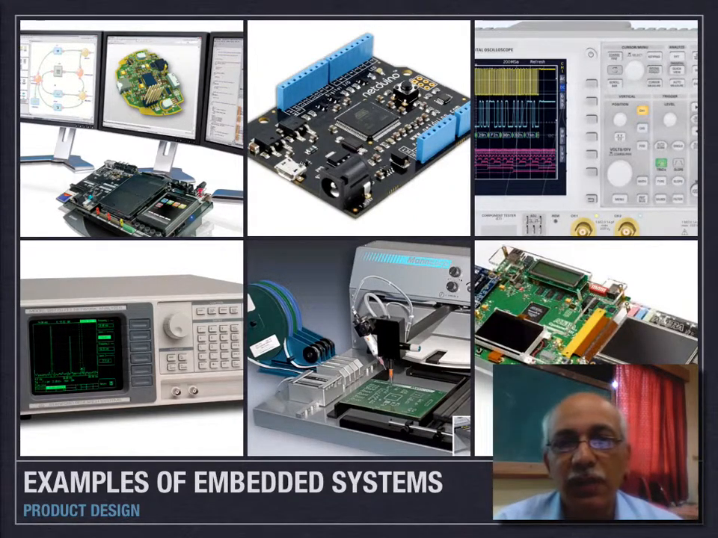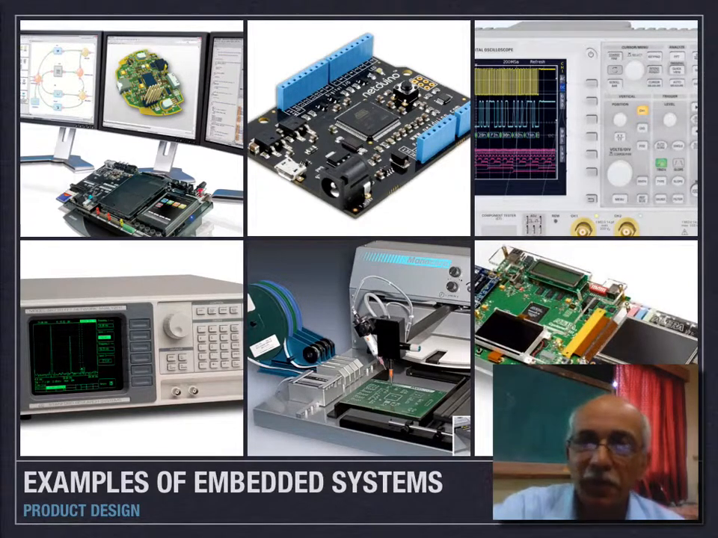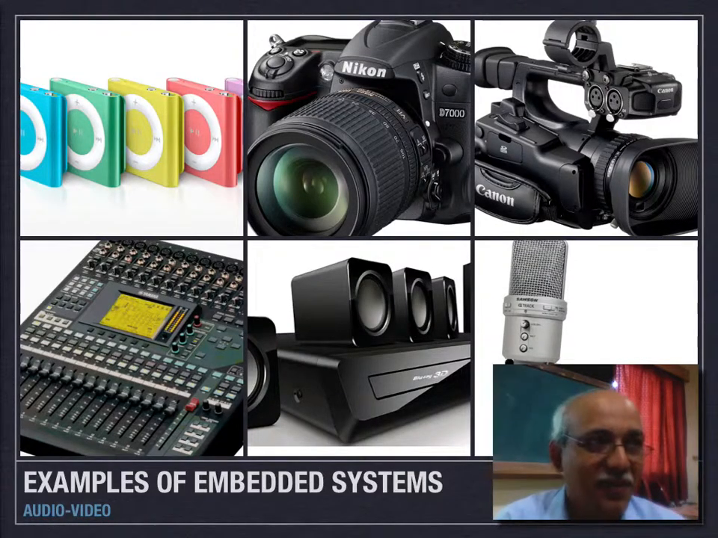The last one is again a general purpose system which can be used for developing newer embedded systems. So embedded systems are used in product design also. Then in audio video there are lots of applications. What is the first one? iPod, everybody knows almost. Then cameras are intelligent nowadays.